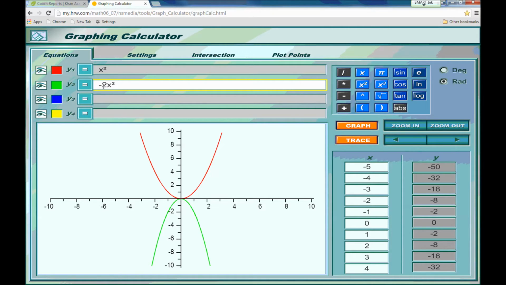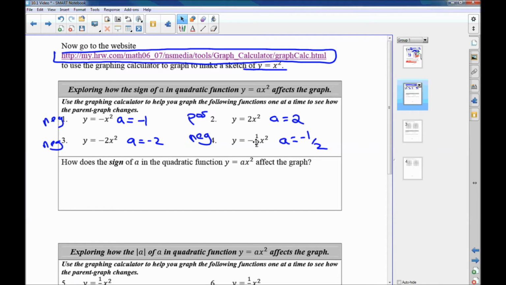Okay, all right, let's try one more negative just to make sure. So negative 1/2, that was number 4 there, x squared. So this one, if we were right about it, should also open downward for our green graph. And it does. Okay, we'll figure out what the 1/2 and 2 do later, but right now the sign itself just seems to make our graphs open upward or downward. All right, let's take a look back here and put in this.